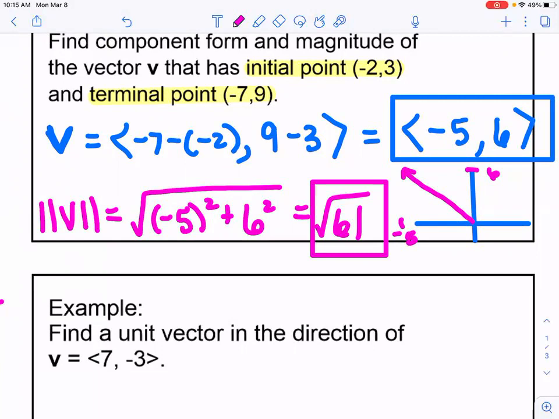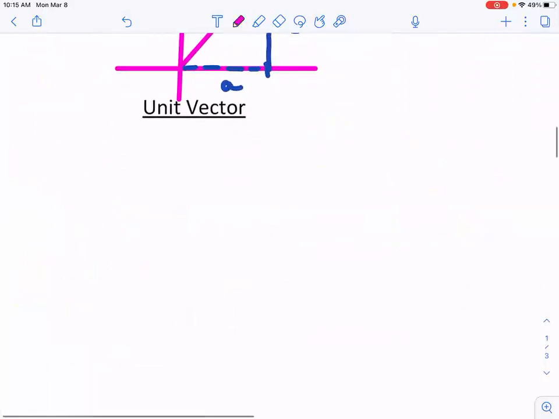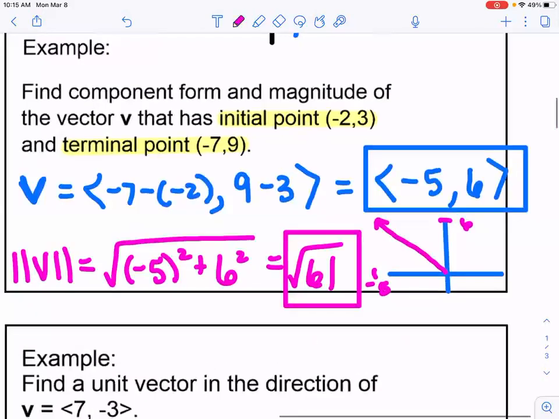Now, I want to talk about what a unit vector is. But I guess, first of all, are there any questions on that first example? Okay. Doesn't this feel an awful lot like basic trig? Yeah. Right? I mean, this is the trig unit, right?